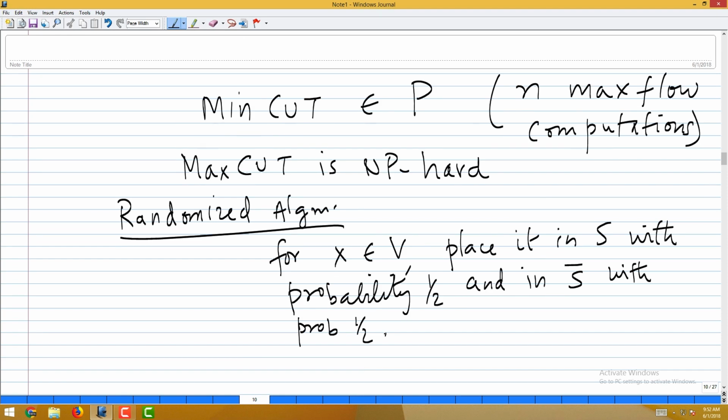What is my objective value? The number of edges going across the cut, right? Now, since it is a random experiment, I can only talk about the expected number of edges going across the cut. I can do it exactly the way we argued before.